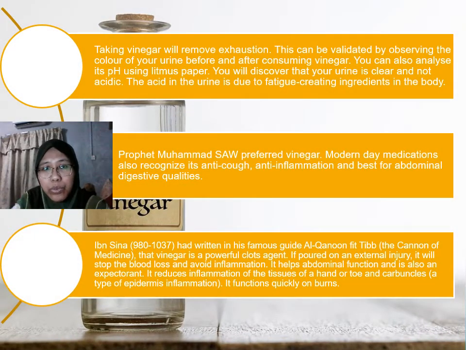Vinegar is also used as anti-cough, anti-inflammation, and is best for digestive qualities. Ibn Sina, at his time, researched the use of vinegar, and in medicine, it can prevent blood loss because it's a powerful clot agent.